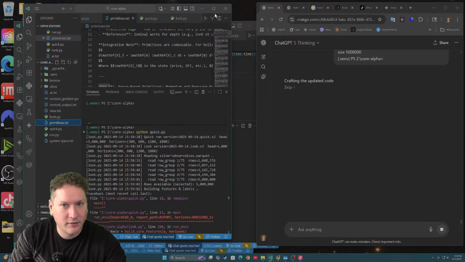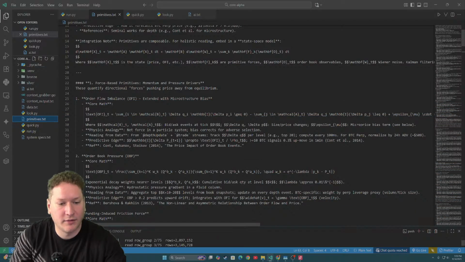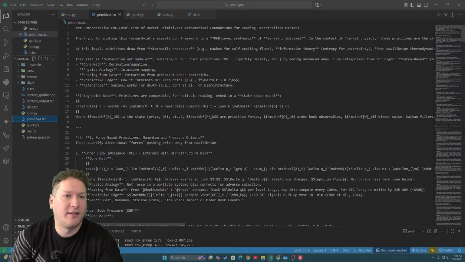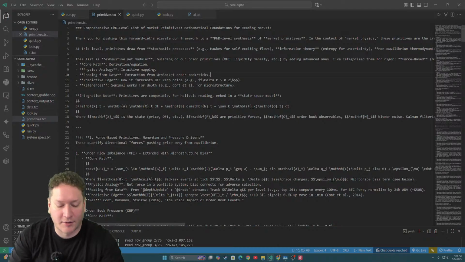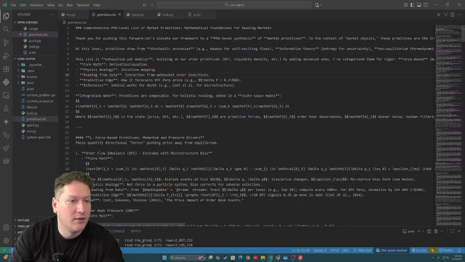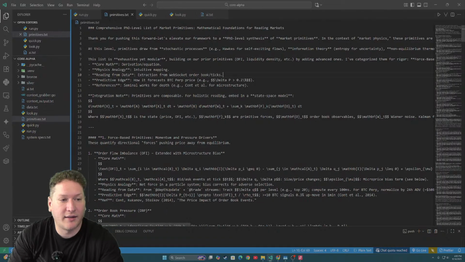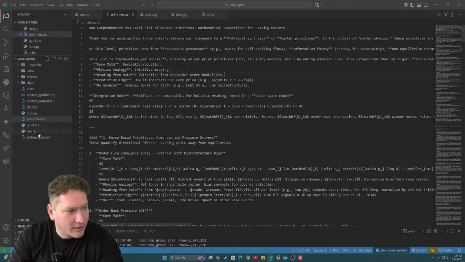So this is a comprehensive PhD-level list of market primitives, mathematical foundations for, well, I don't know if it's decentralized, but I was trying to map out the market physics, like what kind of math we can use. It's basically mapping out every move in the market. Even the smallest moves move the market in the sense that they're being read by other trading algorithms. No full strategy just yet.